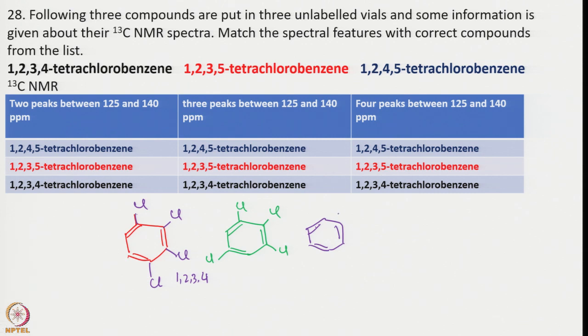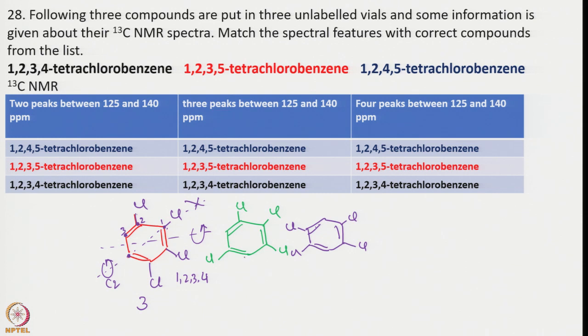Next 1,2,4,5. So now let's look into the symmetry, where any symmetry elements are there. Yes, we can consider here C2 in this fashion, but it doesn't really make the carbons equivalent. Whether we consider it like this, yes, it is possible. So this is ruled out, whereas this one is possible here. So that means basically we have three identical ones here. As far as 13C is concerned, 3 signals will be there.